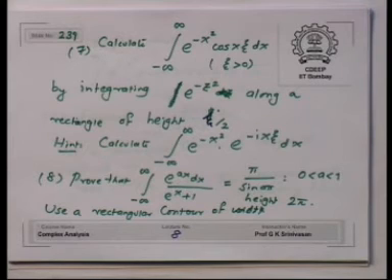Prove that the integral from minus infinity to infinity of e to the power ax dx upon e to the power x plus 1 is pi by sin a pi. What does this pi by sin a pi remind you of? The beta gamma function. Gamma a into gamma 1 minus a. So, use a rectangular contour of height 2 pi.